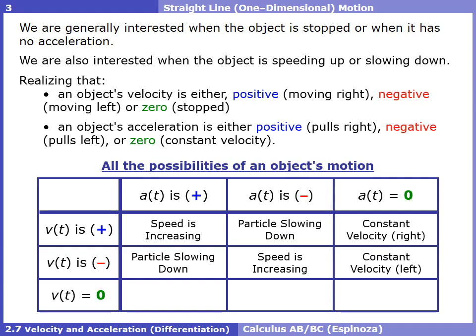In this last row, velocity is going to be 0. What does it mean for velocity to be 0 for acceleration? Well, it means nothing, really. If velocity is 0, it doesn't matter if acceleration is positive because the particle is stopped. If velocity is 0, it doesn't matter that acceleration is negative because the particle has stopped. And of course, the same can be said if acceleration is 0 when velocity is 0.